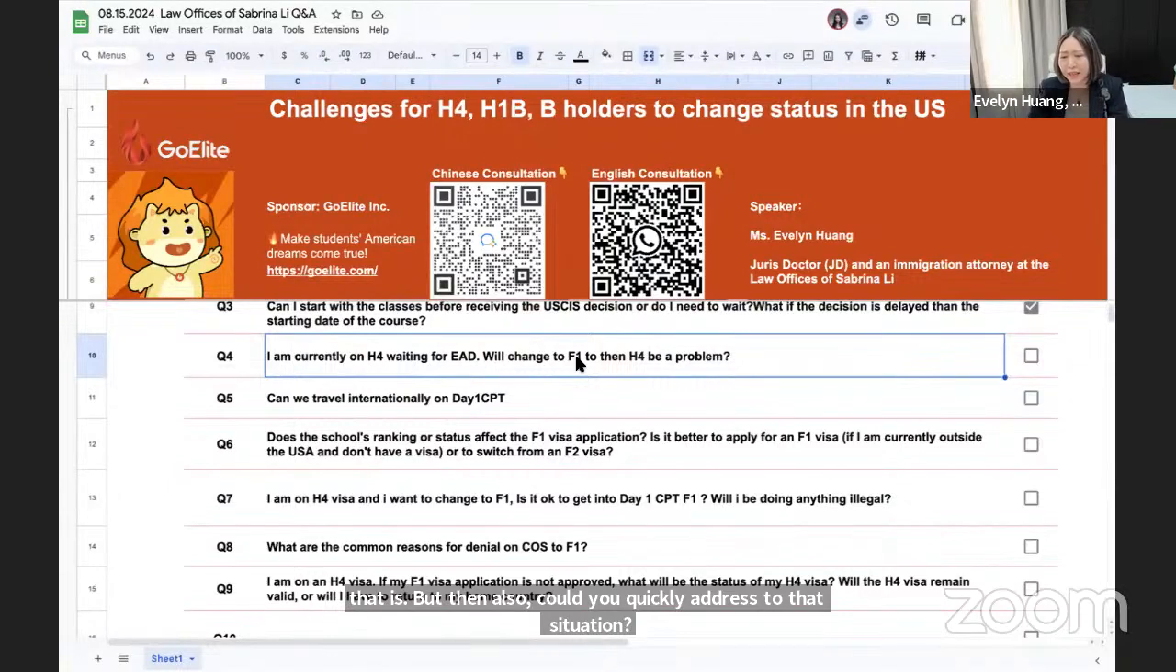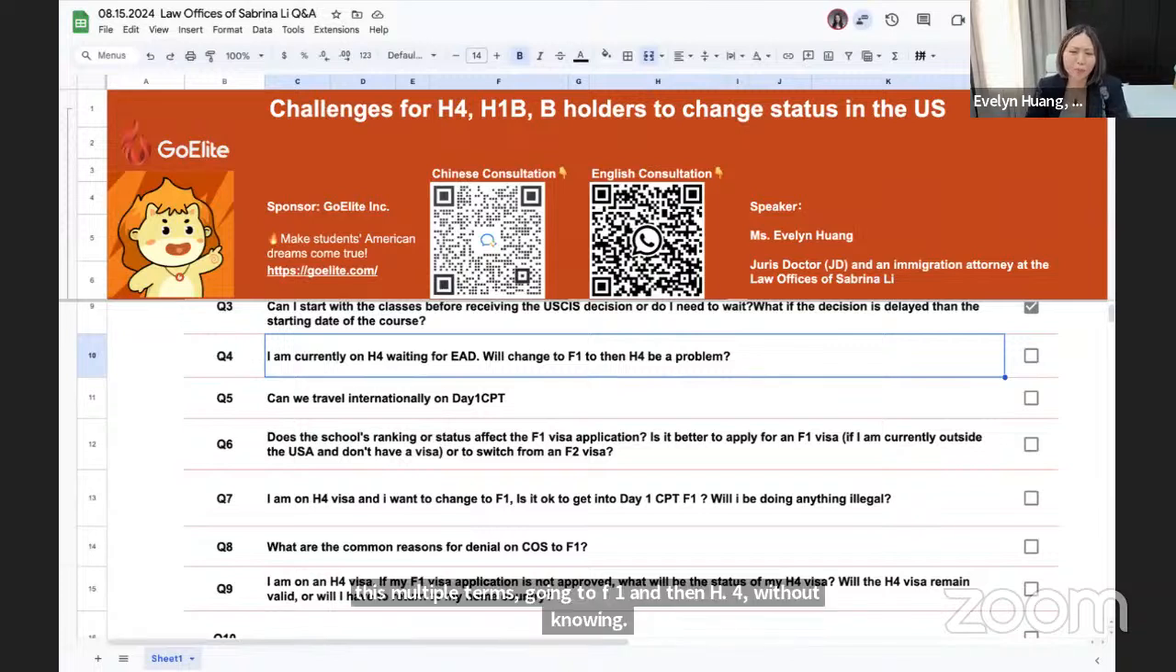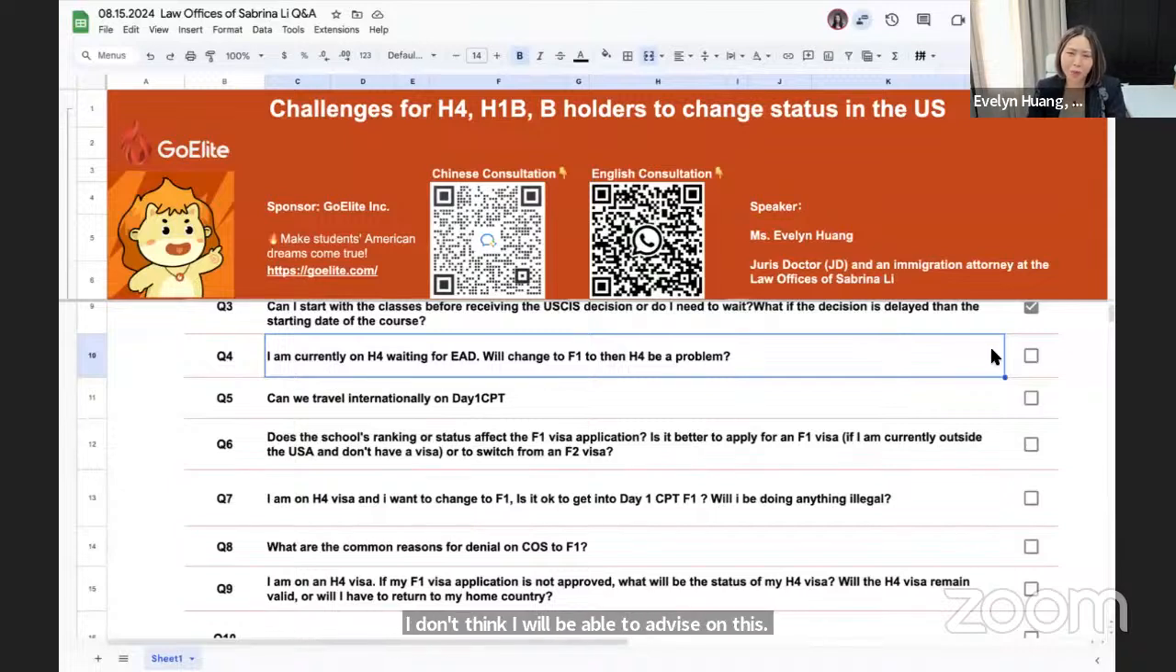who asks this question, the intent. It feels like this person's spouse's H1 immigration case has reached a point where, as an H4 spouse, they would be able to apply for EAD. And changing to F1 is for going to school, but on H4 you could go to school. So I really don't see why you would want to take these multiple steps, going to F1 and then back to H4, without more information. I don't think I will be able to advise on this properly because I really don't know why we're going through this scenario. All right, sounds good.